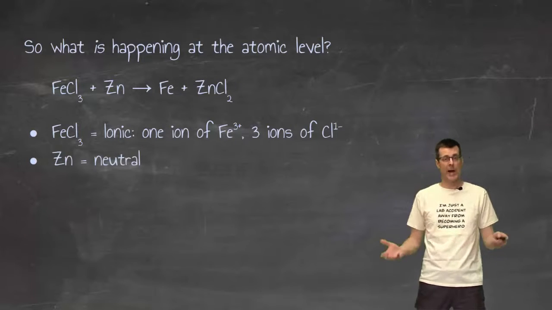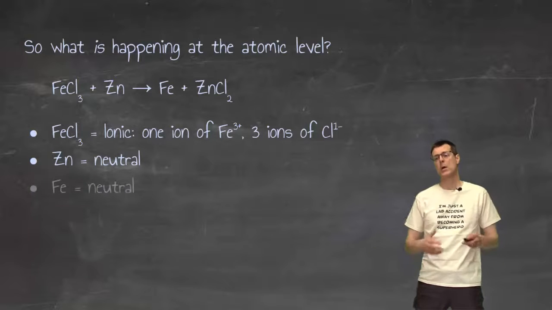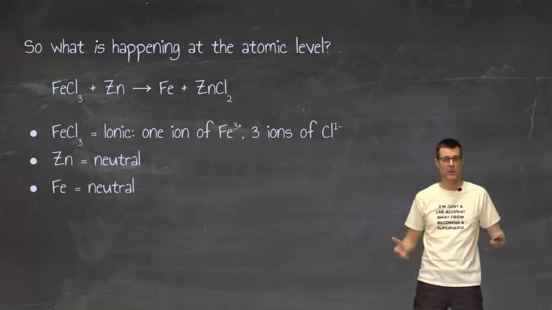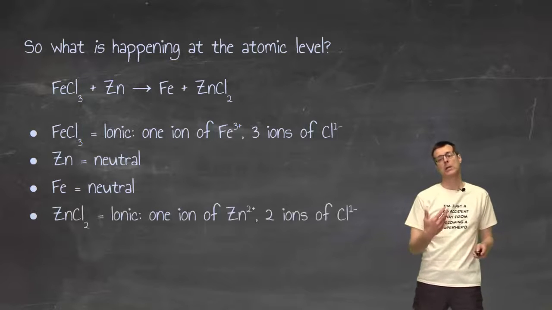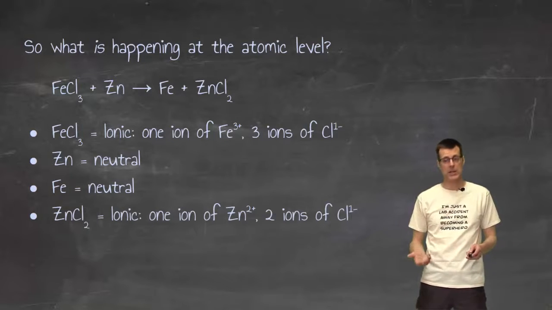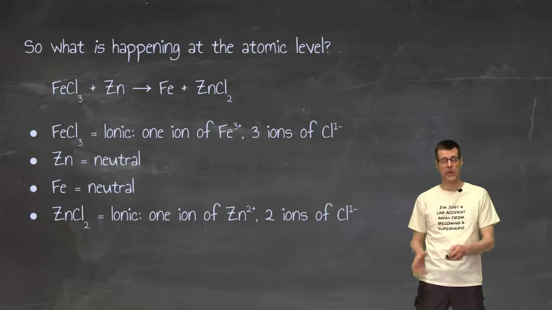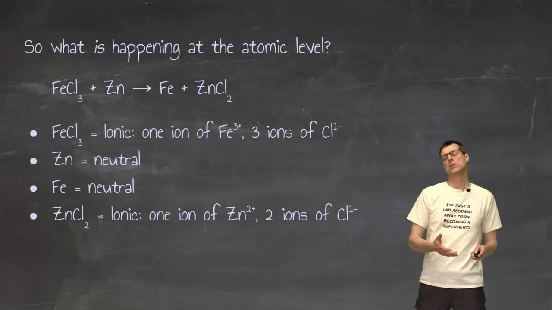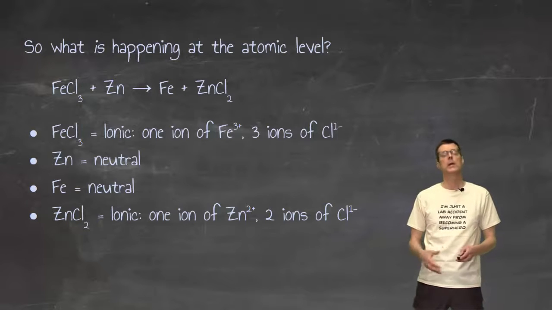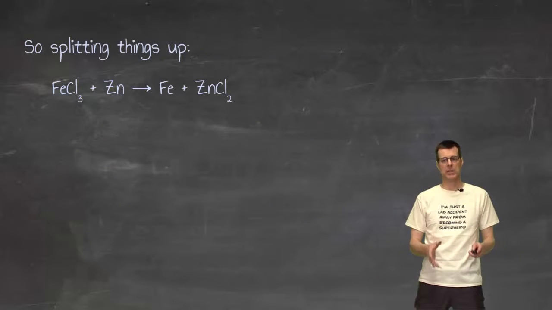Zinc is a neutral atom. It's in its pure elemental form, and as we go across to the product side we find that iron is also a neutral atom with no charge, and zinc chloride, ZnCl2, is an ionic compound that contains one ion of zinc 2+ and 2 ions of chlorine, or chloride 1-. That's what's actually going on in the reaction.